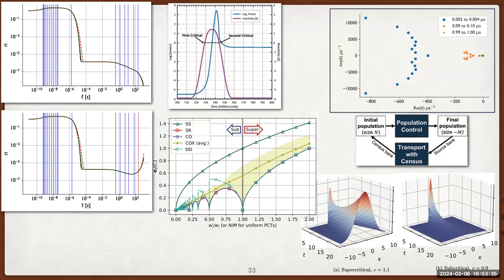But the Doppler might be important. So that would be another part of the time dependence that we didn't talk about, which is the fact that the neutron cross sections could be changing over that extra range.